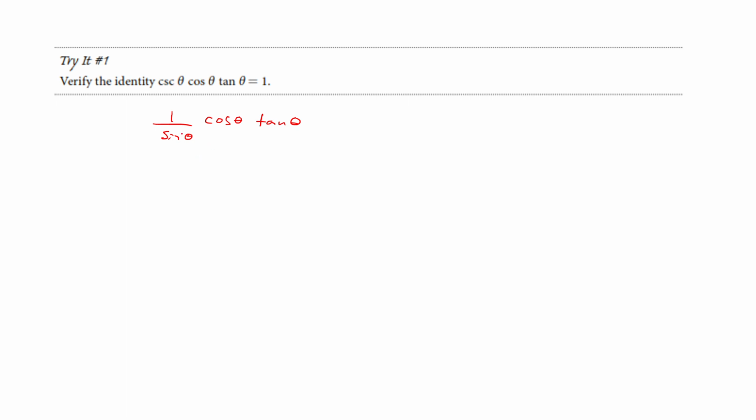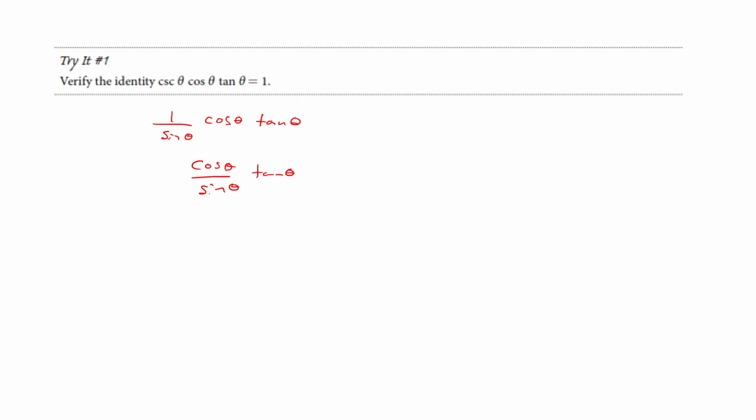Well, let me start with this. So far, here's what I have. I've got cosine of theta over sine theta times tangent of theta. So I made a simple substitution. Now, after the substitution, do some algebra. Just multiply these together. Now, we want to see if these are going to turn out to be 1. Well, I know they will be, because tangent is sine over cosine, and everything's going to cancel out.